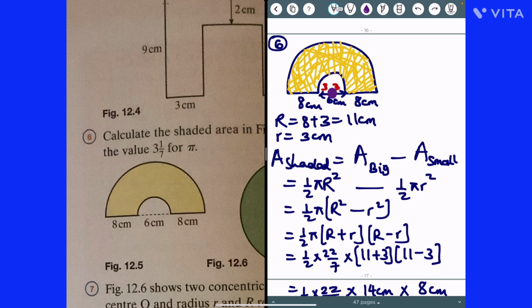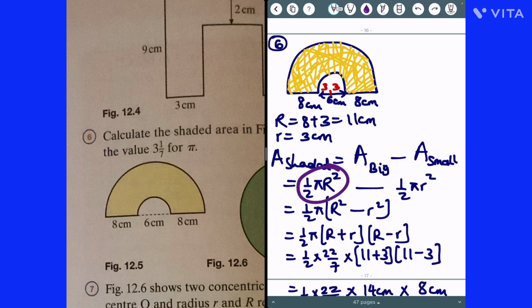And that's the radius of the big semicircle. If you also look at this small semicircle, the radius of the small semicircle starts from this center to this end, and that will be 3 centimeters. So I have my big R as 11 centimeters, and I have my small r as 3 centimeters.